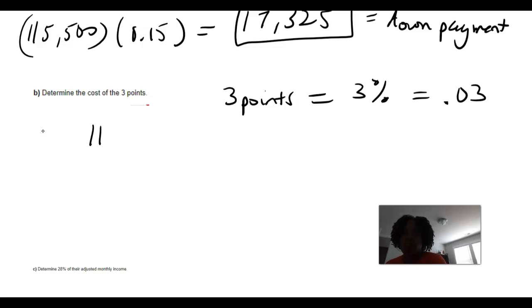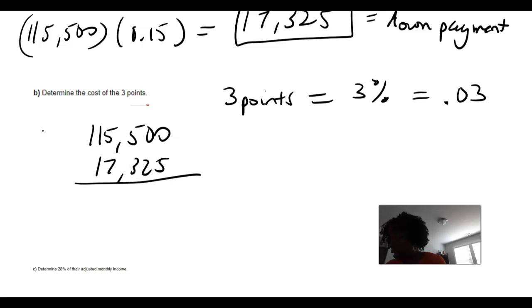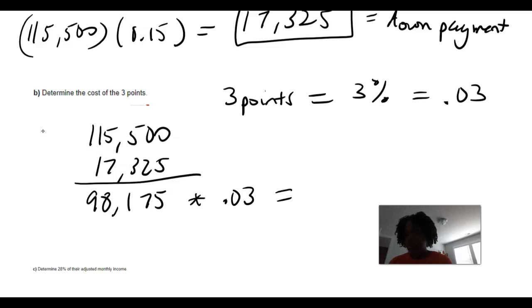So if the cost of the house is $115,500 and they're putting $17,325 down, then they're asking to borrow $98,175. This is the principal that they're asking to borrow. And they're required to pay the three points. So then we'll multiply this number by 0.03, and we find that we get $2,945.25. And this is the points.